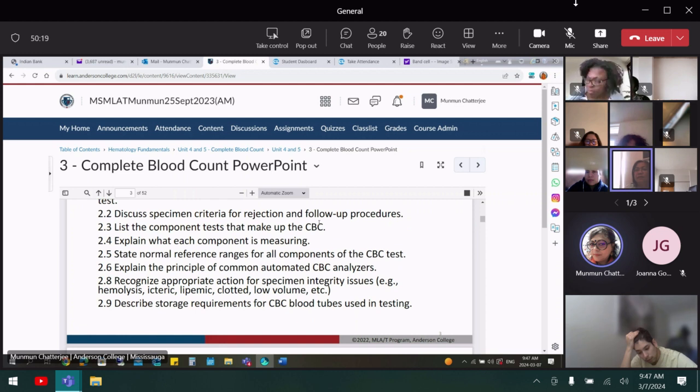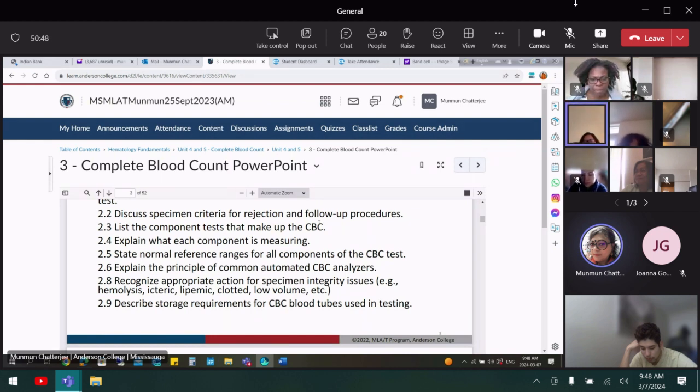We also have the differential count, and the reticulocyte count. What else? Hemoglobin, yes. Then hematocrit, yes. What more? WBC. That we already told. WBC what type?